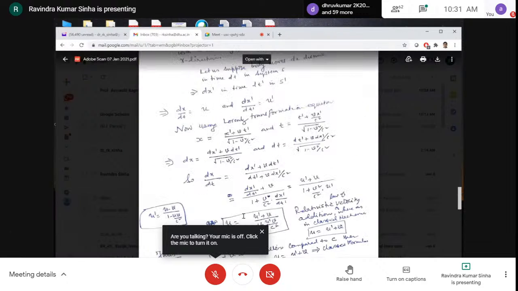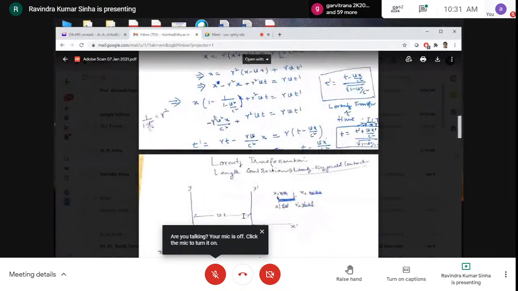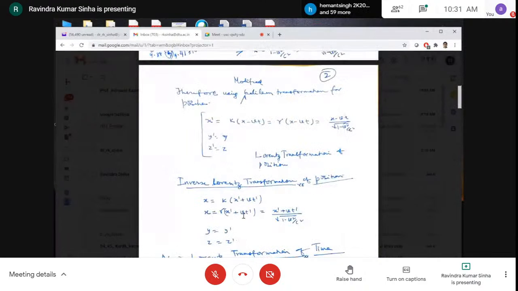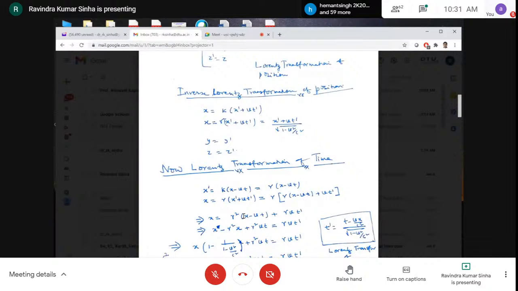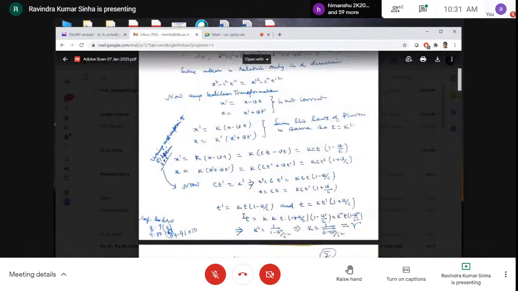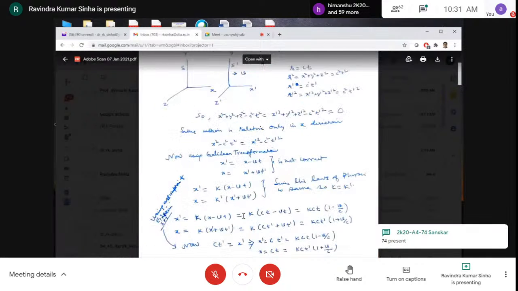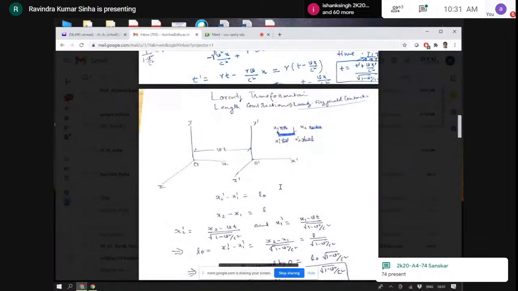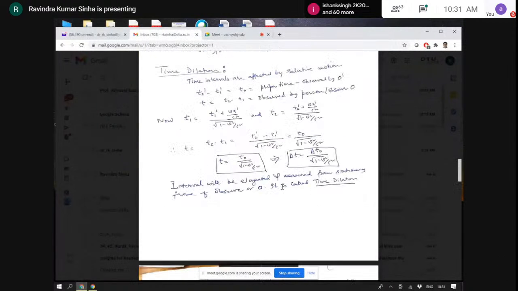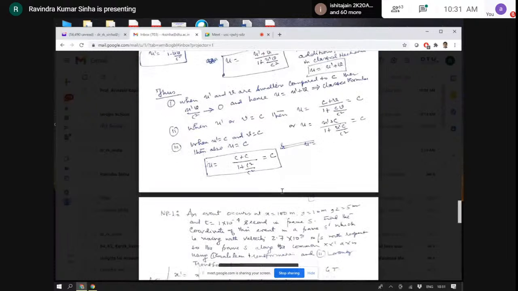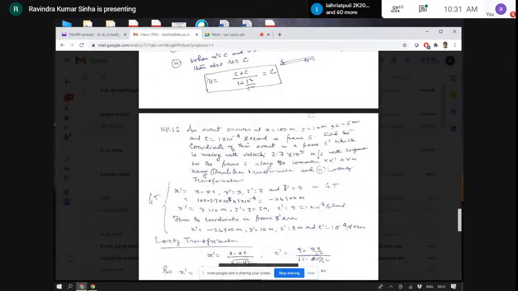Till now, I started with the Lorentz transformation. We have done the Lorentz transformation of position as well as time, and how the time changes, that formula we have derived. Then length contraction, time dilation and velocity addition we have done. So now let's do some numerical problems.